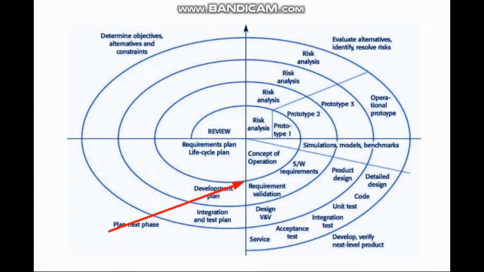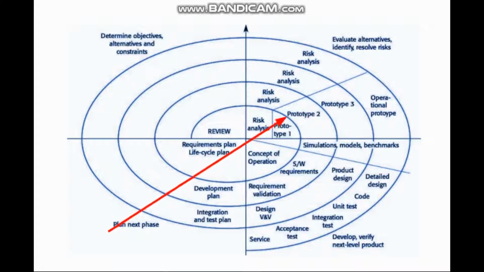Then if there are any flaws, or depending upon the feedback obtained from the customer, we go for the second cycle, that is the requirement plan, life cycle plan. We develop new objectives and go for the second prototype, and we carry out some validation process. Again taking the feedback from the customer, we go for the development plan, and again for the third prototype. In this way we develop a set of prototypes during each phase.